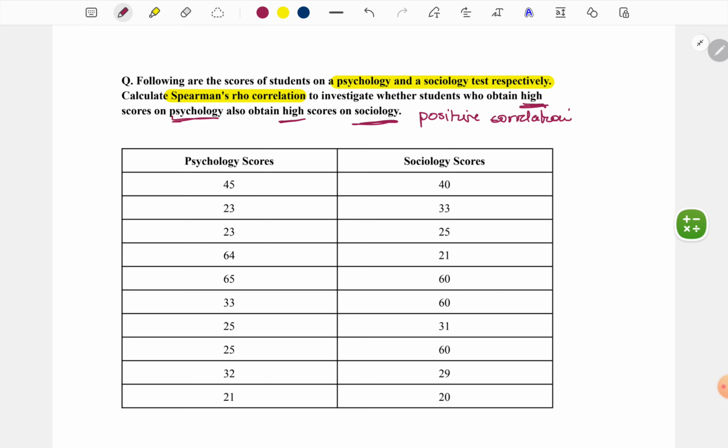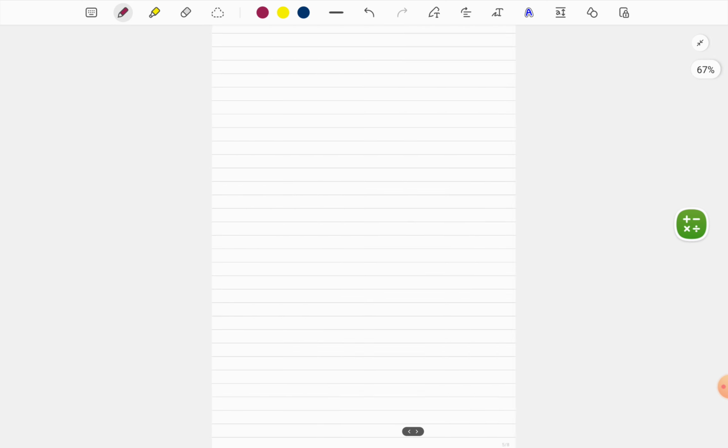Otherwise, like I said, the question is not very important. Instead of psychology and sociology scores, if it was some other scores that were given, it doesn't matter, the steps and the technique are always going to be the same. So here we have the raw psychology scores and the raw sociology scores. Let's begin with calculation of Spearman's rho.